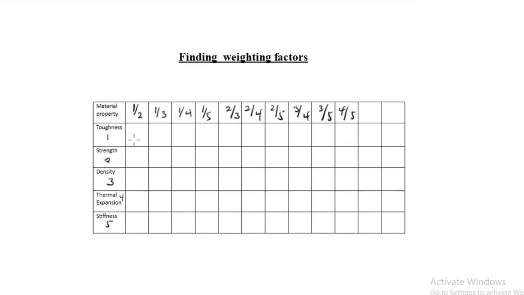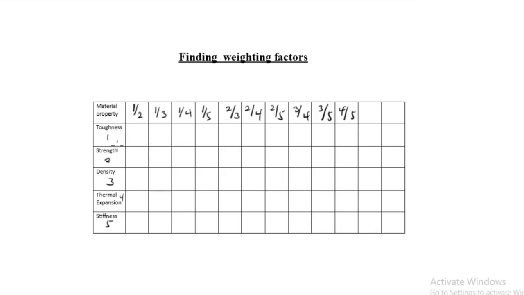So now, after getting the combinations, what you need to do is compare 1 and 2. You compare the toughness and the strength. Which one is more important to you? For me, for the cryogenic tank vessel, I think it should be tough, right? So when I compare, toughness should be the key here.